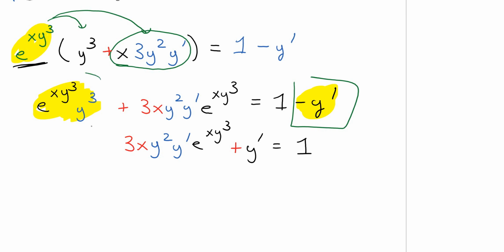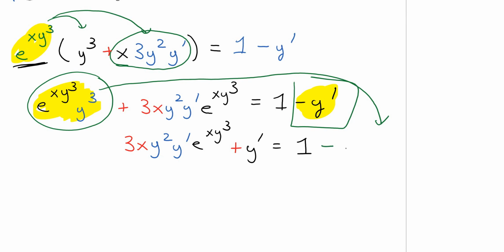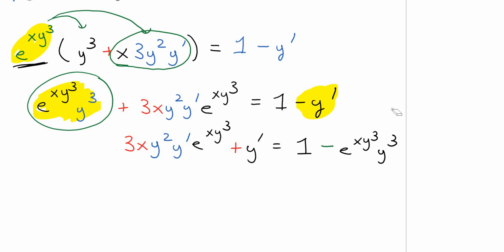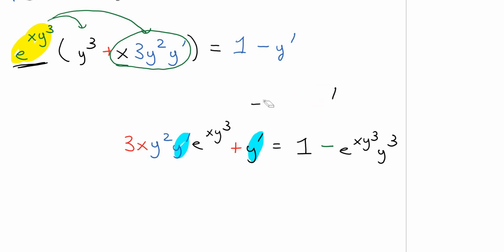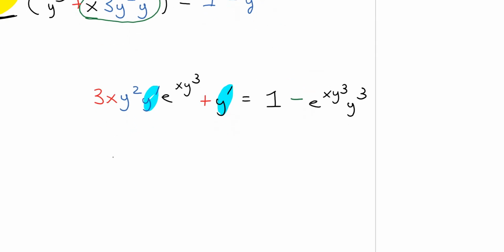And then if I bring this piece that I'm circling in green to the other side, that's going to be minus e to the xy cubed times y cubed. Looks really messy there. I'm going to erase all that. And then that's looking pretty good. And you'll notice that there's a y prime here and a y prime there. Maybe just erase this next line here just so that I have enough space here. Okay, I can factor out the y primes now.